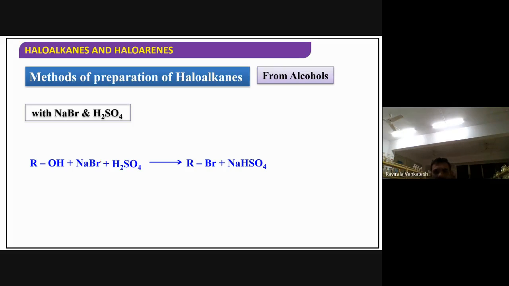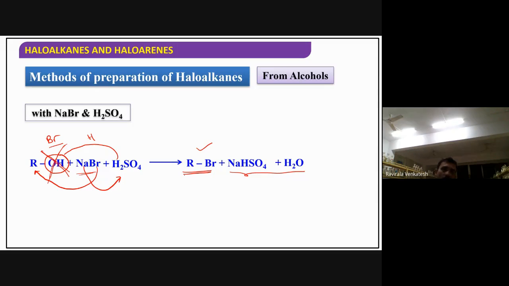How to remember this? Very simple. You observe what happened. Remove this OH, and from this remove the hydrogen. Now send this Br here, and send this sodium here. You will get the products. Very simple. Otherwise, remove this OH and put bromine here. You got the main product, and the remaining are byproducts. Remove the OH and place bromine from sodium bromide. You are going to get alkyl bromides. So this is the best method for the preparation of alkyl bromides.